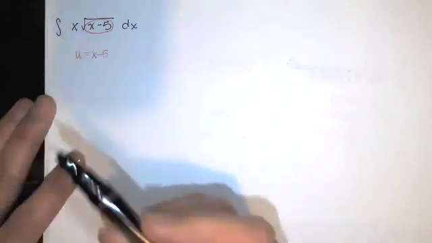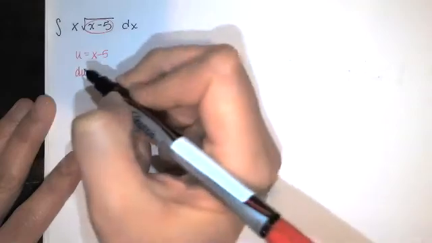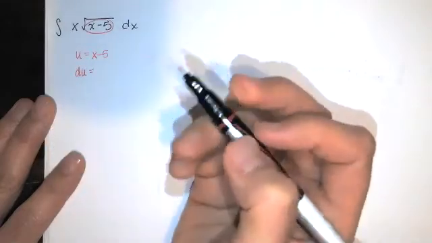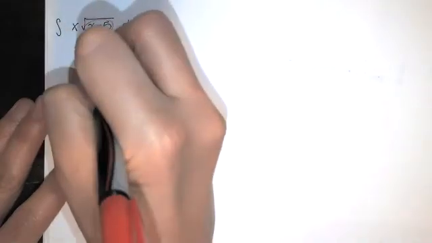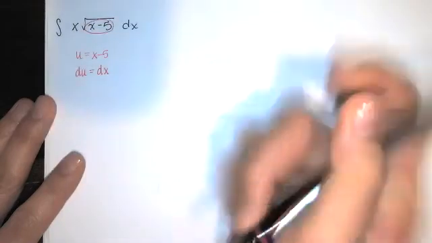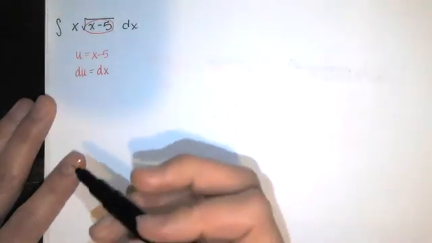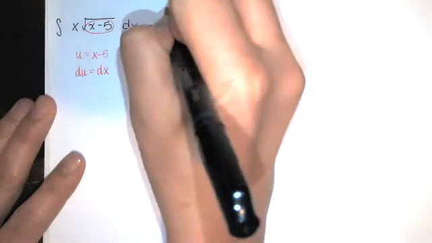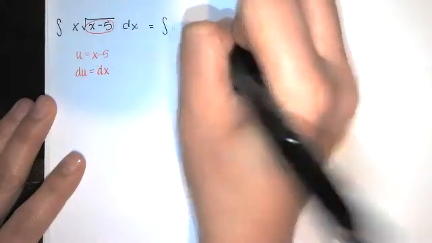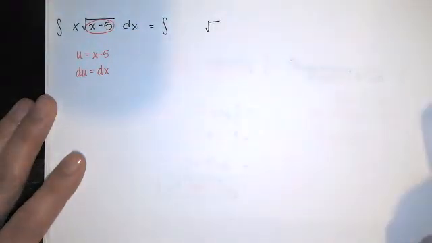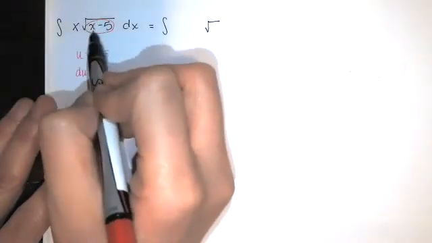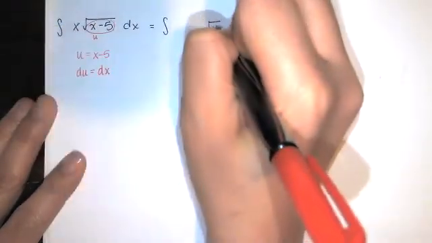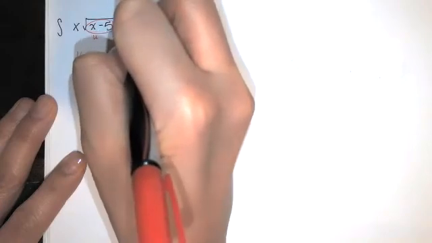That's a good choice because it's under a radical. Then I compute du. The derivative of x minus 5 is just 1, so I get du equals 1 dx. And now you might be thinking, it's a dud. It can't be done. I've got a square root of u right here, and du is equal to dx.